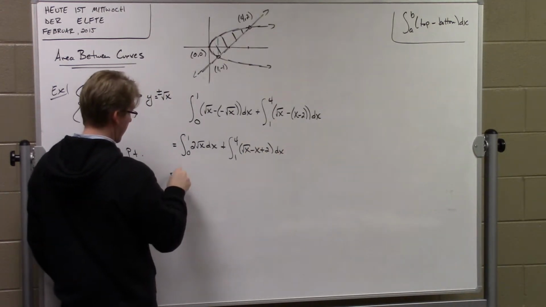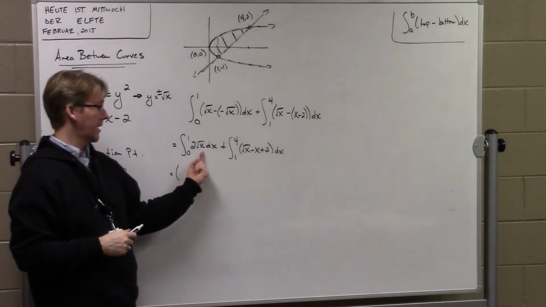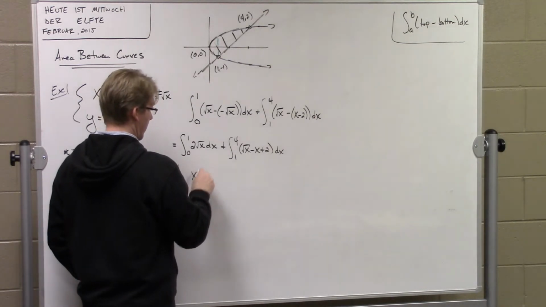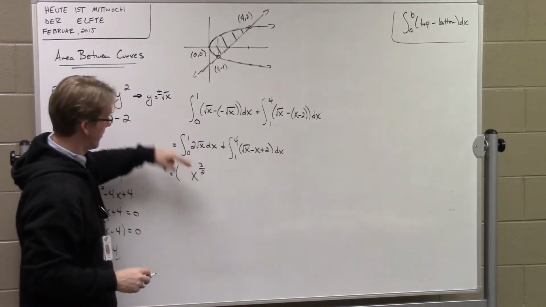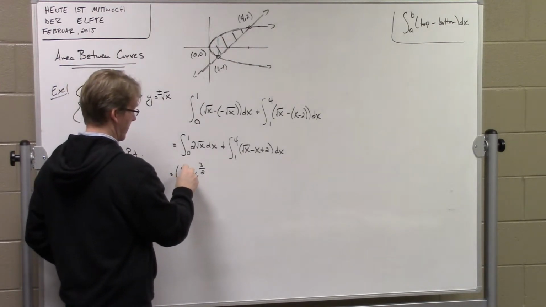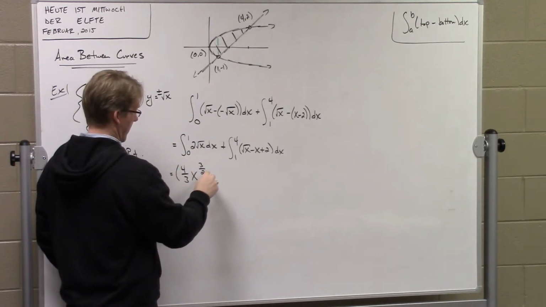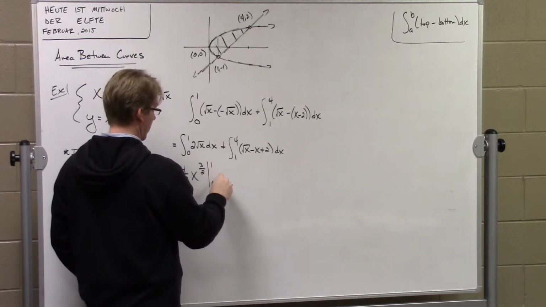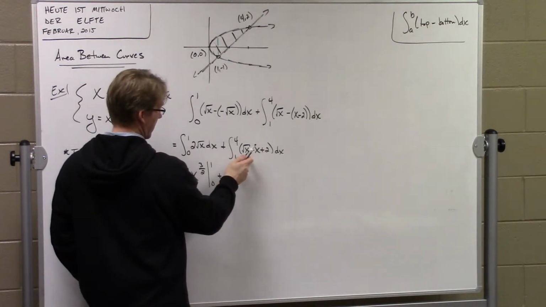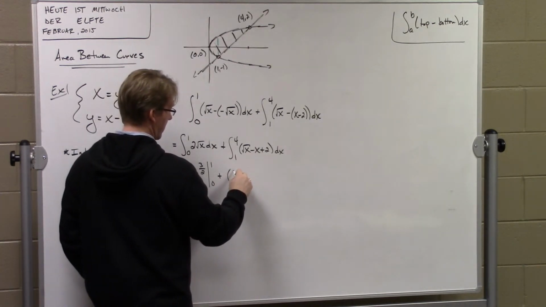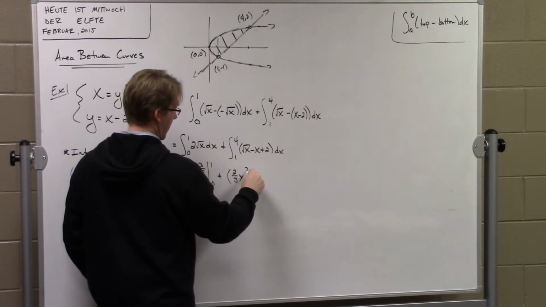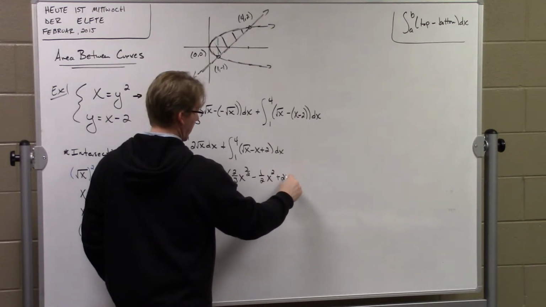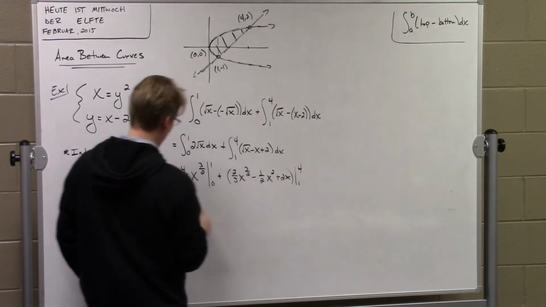All right, number 1. Okay, that's x to the 1/2. Raise the power by 1, we're going to get x to the 3/2. Then we're going to multiply this by the reciprocal 2/3, and 2/3 with that 2 is going to give us a 4/3. And we will evaluate that from 0 to 1. Second one, okay, that's going to be 2/3 x to the 3/2 minus 1/2 x squared plus 2x, going from 1 to 4.